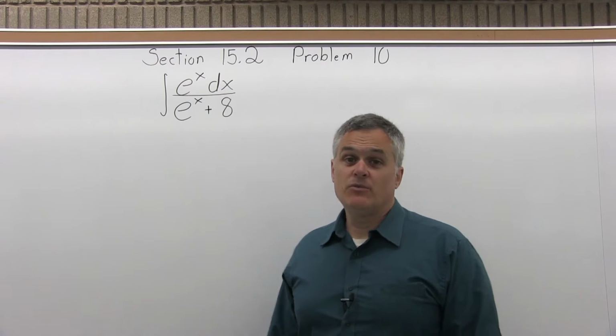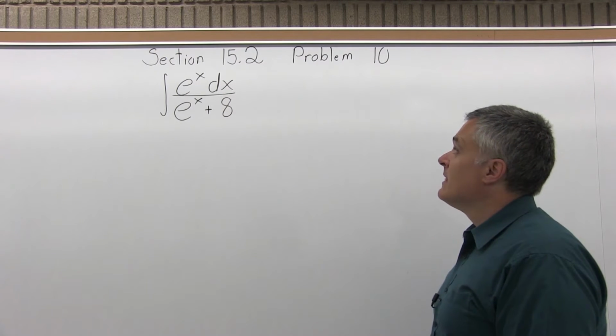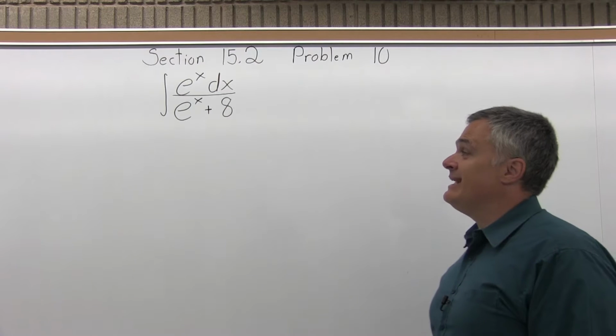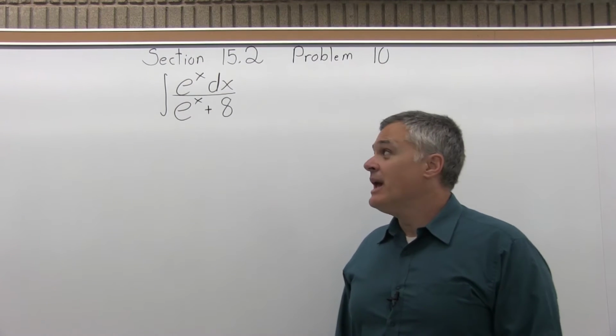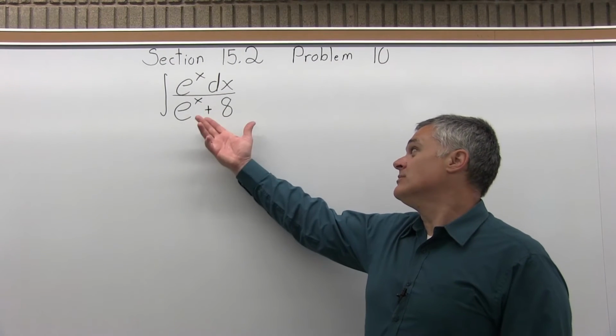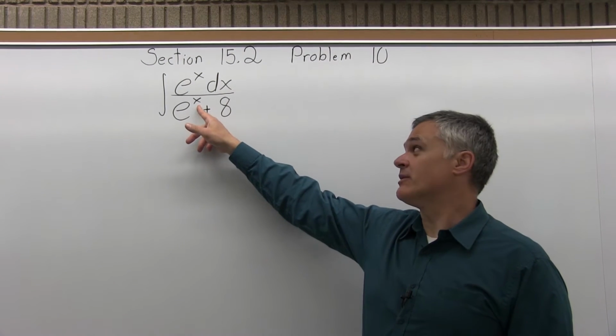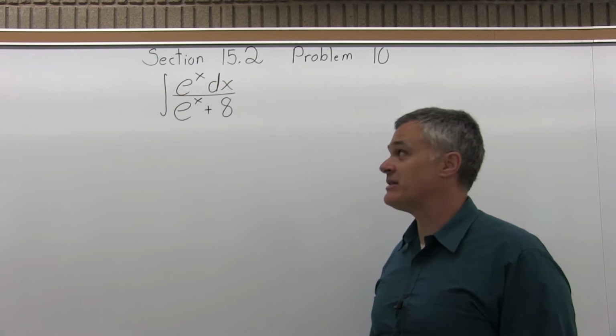This is Section 15.2, Problem number 10. We want to find the integral of e to the x dx over e to the x plus 8. Now, the problem with this integral is that we have variables in the denominator that are not easy to get rid of. So we're going to have to do the substitution method.